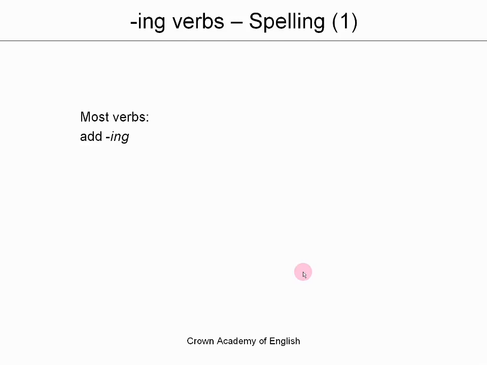We'll start off with the easy one. For most regular verbs, we simply add ing to the infinitive. We add ing to the base verb. Example: the verb carry becomes carrying. Sing, we say singing, and drink, drinking. Quite easy, just add ing to the end of the verb.